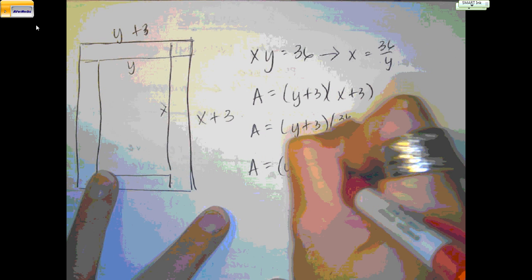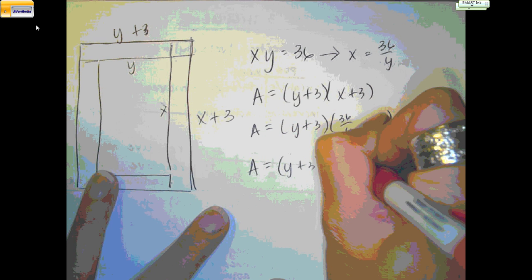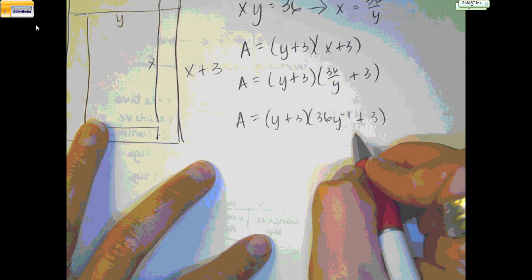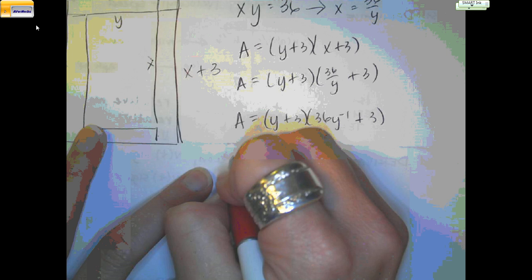It's 36y to the -1. I think that'll help some of you guys. You can either FOIL it out and then take the derivative, or you can take the derivative now. It doesn't really matter. I haven't done it like this yet today, but I'll go ahead and do it now.